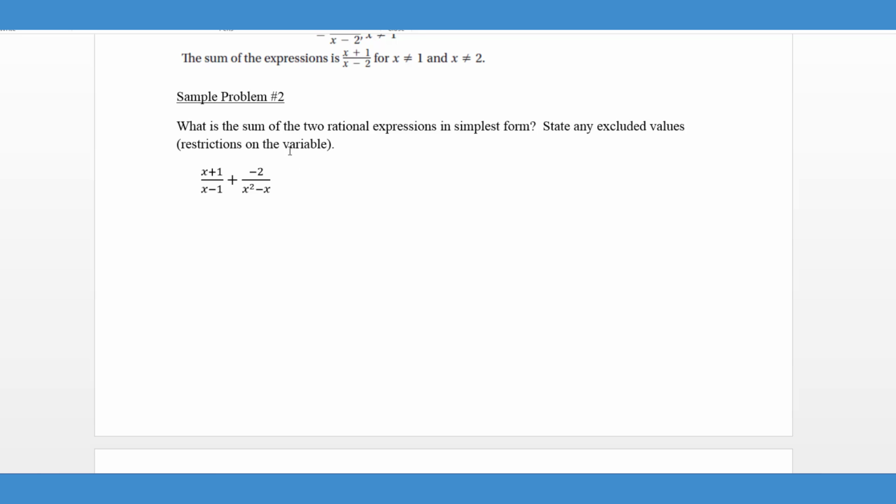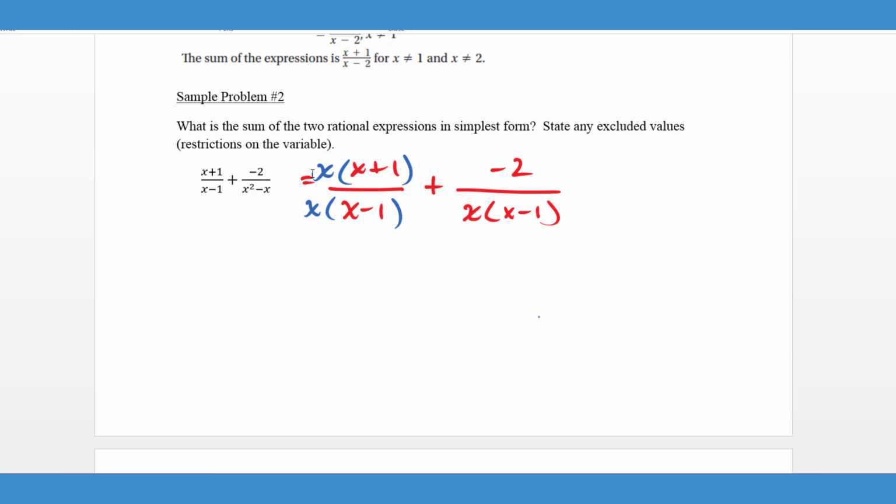Okay, first thing I'm going to do is factor here, and we can see very clearly that x minus 1 is the same, but we have an extra multiple of x that needs to be applied to the first expression. So I'm going to multiply x to both the numerator and the denominator, and I'm going to go ahead and work out that particular operation.